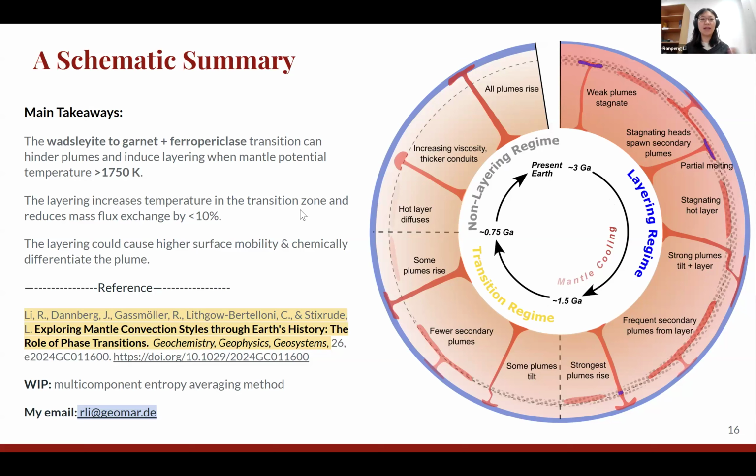This layering is strong, but not strong enough to cause fully layered convection. And you can find all of the details about this study in this paper, which was just published a few days ago. And we are currently working on expanding the entropy method to incorporate multiple components. And if you have more questions, you can find my email there.